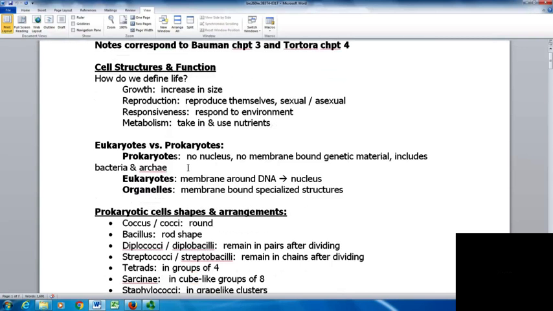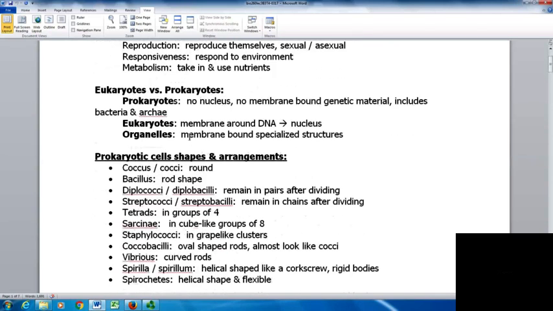We have two main types of cells, eukaryotes and prokaryotes. Prokaryotes do not have a nucleus. There's no nuclear membrane-bound genetic material. They're going to include the bacteria and the archaea. Eukaryotes are going to have membrane-bound DNA in their nucleus. They will also have organelles, which will be membrane-bound specialized structures.